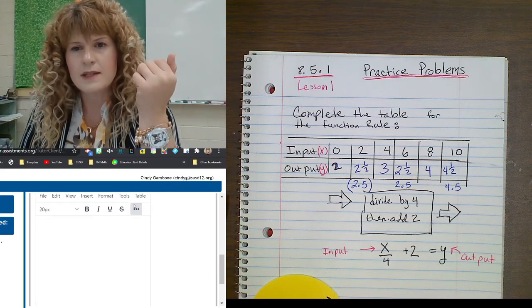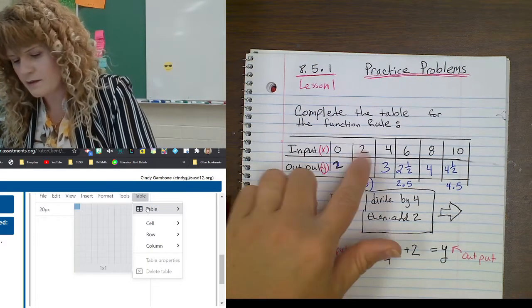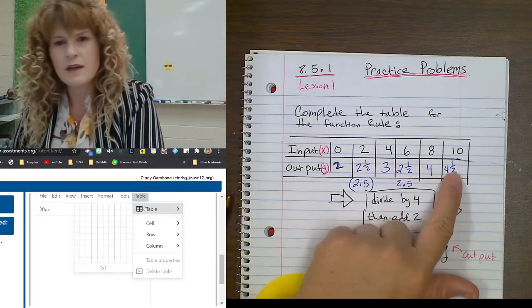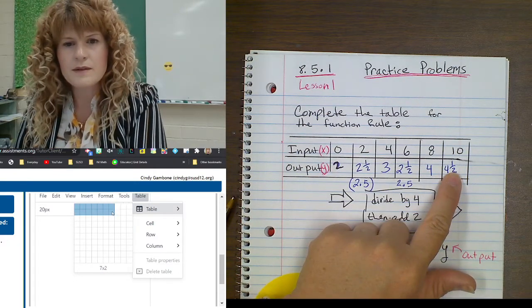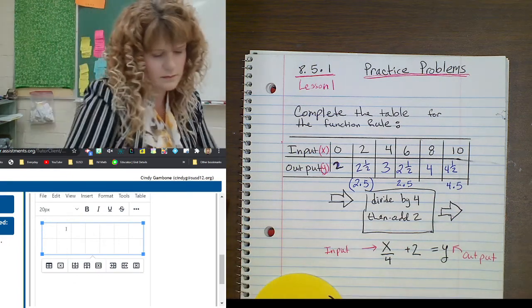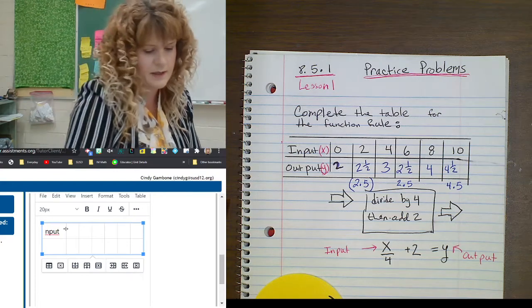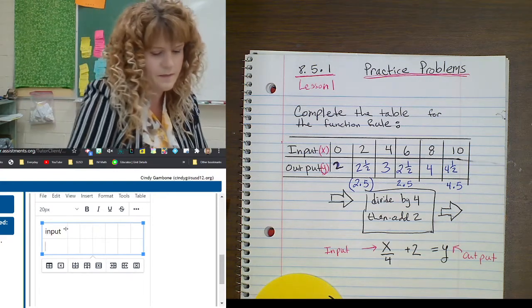I like making tables. Table. So I need a 1, 2, 3, 4, 5, 6, 7. I need a 7 by 2 table. Ding! And you know what to do from here. So you can fast forward the video to the next one or watch me do it.